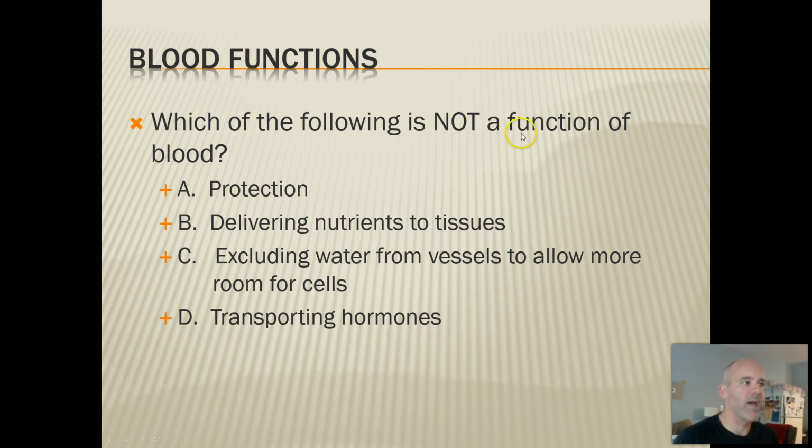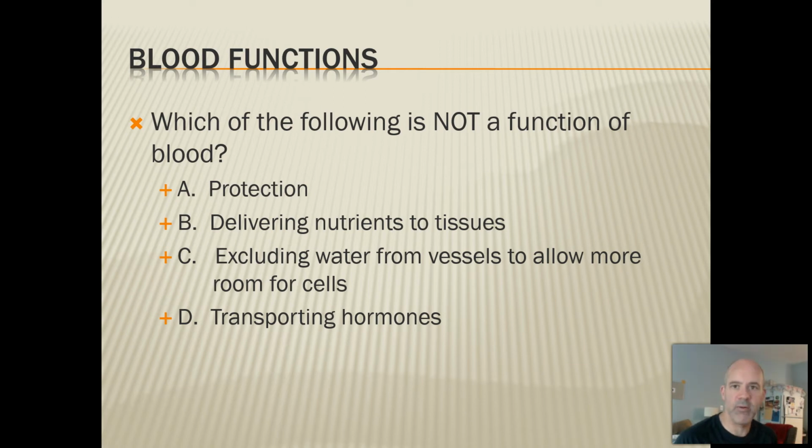Which of the following is not a function of blood? So which of these do we think? Protection, delivering nutrients to tissues. Yeah, protection, that is a major function of blood. Your white blood cells are in there to protect you against harmful invaders, germs. Delivering nutrients to tissues, absolutely, the blood does that. That's one of its key functions.